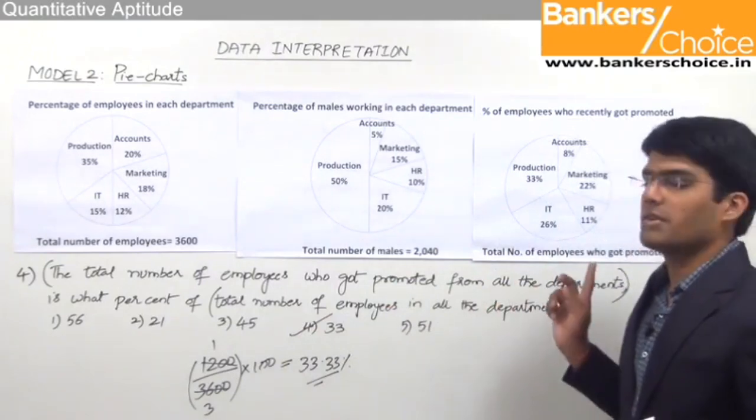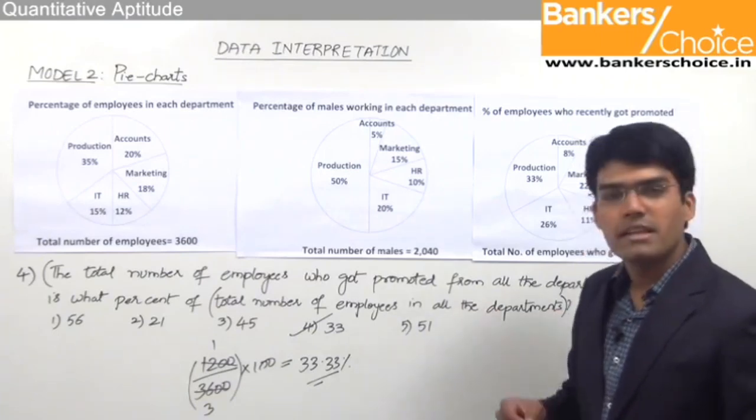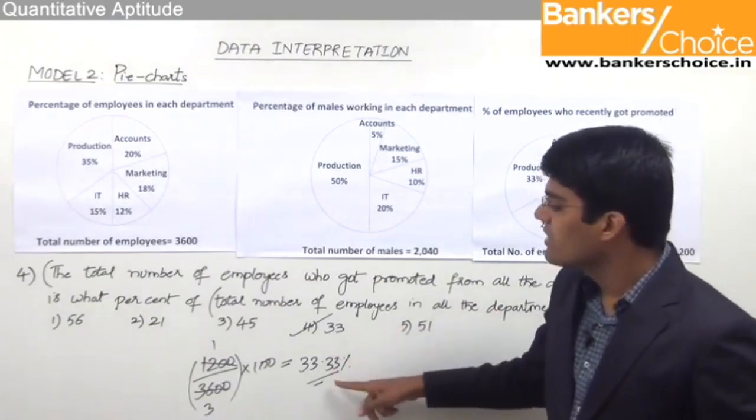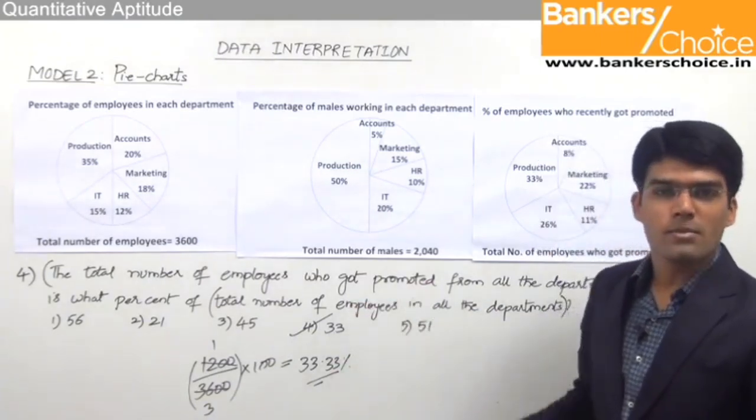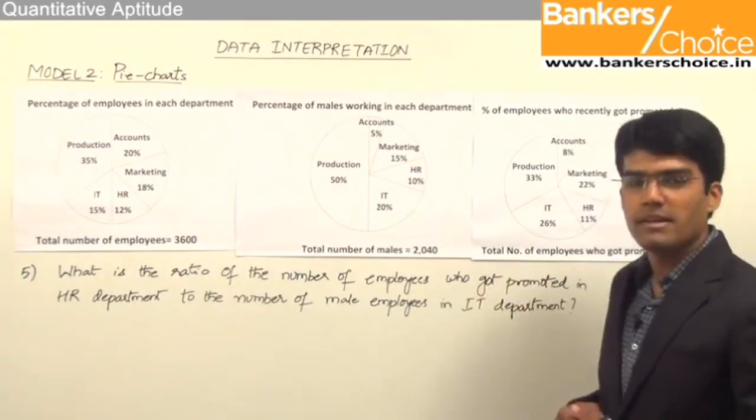Remember friends, in the question it has not been specified that we need to do the approximate calculation. But since the options are given in such a way that only one option is close to the exact answer, we can take that option as the correct answer. Let us now take the last question from this given data.